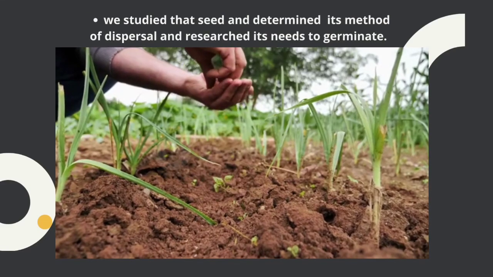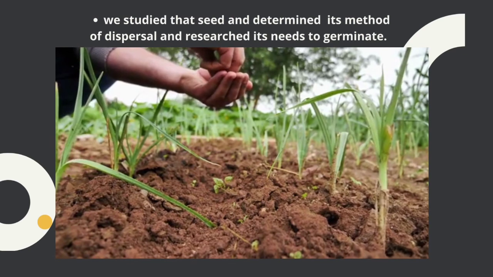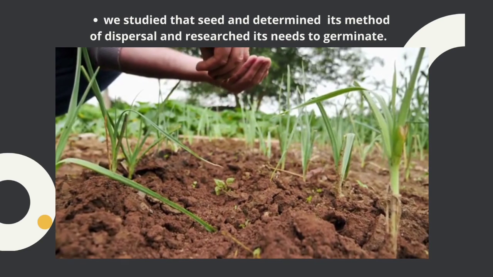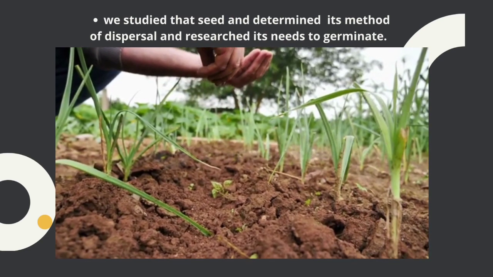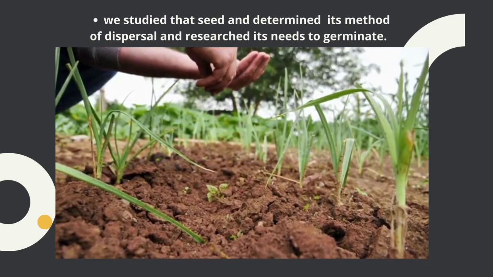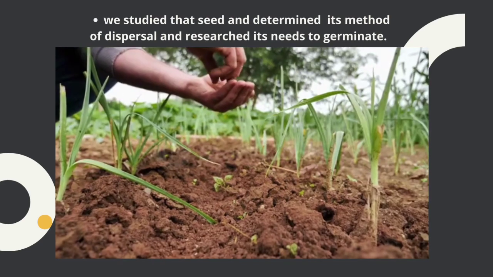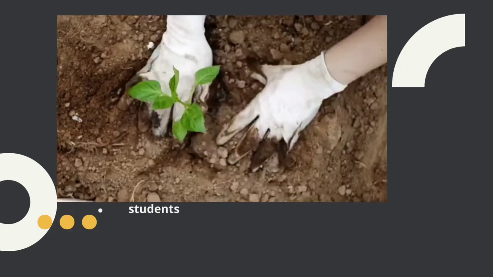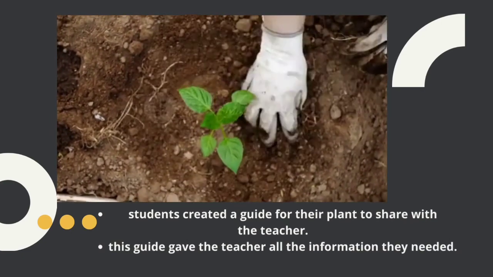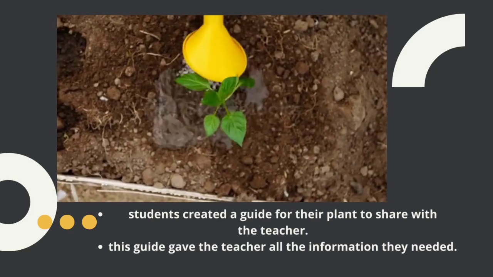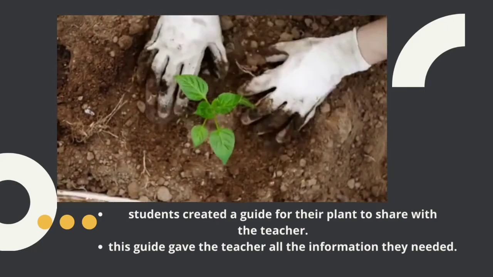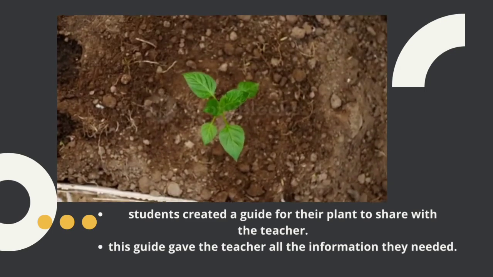For example, in 7th grade science, students selected a seed to plant. We studied the seed and determined its method of dispersal and researched its needs to germinate. Students then planted the seeds and cared for the plant for about 2 weeks. We asked the teachers and school to adopt a plant from a student to take home and grow. Students created a guide for their plant to share with the teacher. This guide gave the teacher all the information they needed, such as sunlight and water requirements, as well as other information the students thought the teachers might find interesting.